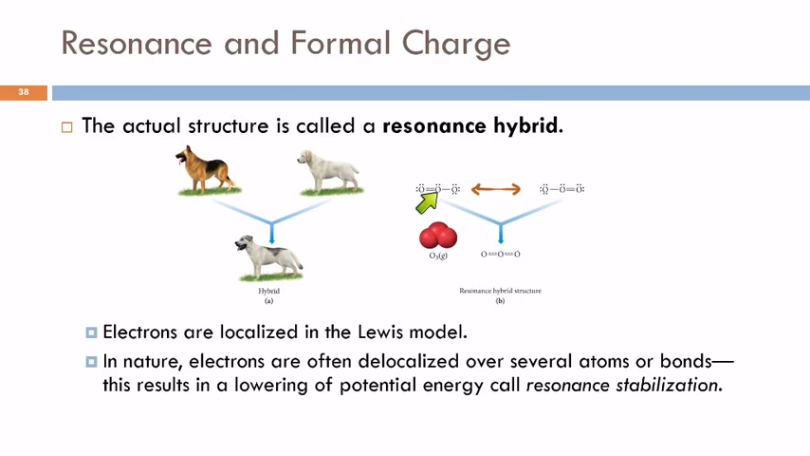In this case, the two resonance structures are essentially identical. Like someone pointed out, if we take this one and just rotate it, we get that one. They're identical. And so these are going to contribute equally to the hybrid.